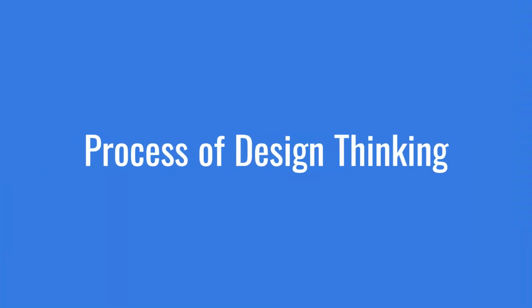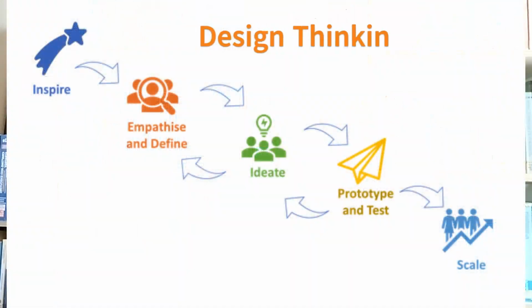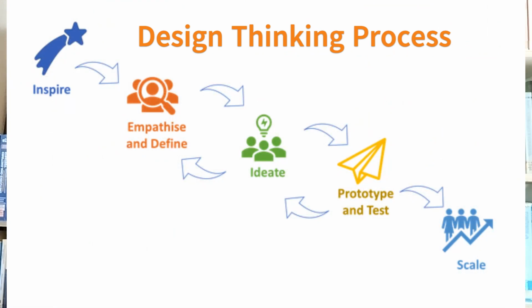Now let us try to understand the process model of design thinking. So design thinking is a 5-stage model. The first stage is called inspire. Then we have empathize and define, which is followed with ideation. Then we have prototype and test, and finally scale.